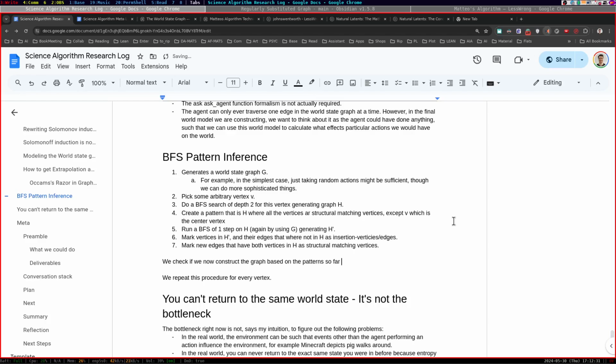Okay, we want to check if we construct the graph based on the patterns so far that we have created with this procedure, if we can actually generate the graph correctly, or if we get the correct graph.